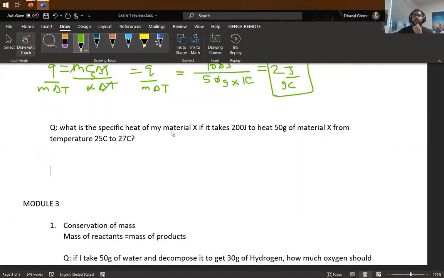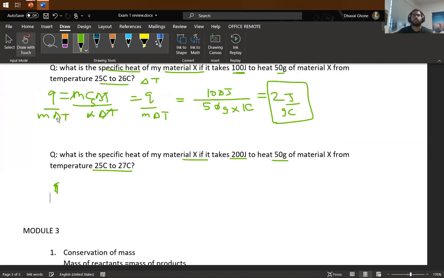Another question is, what is the specific heat of a material X if it takes 200 joules of heat to heat up 50 grams of material from this temperature to this temperature. So go ahead and solve this on your own, and then come back to it when you're done. Okay, I'm going to solve it now. This would use the same equation as this one, where CS equals Q over M delta T. And so my answer would be 200 joules over 50 grams times, in this case I have 27 minus 25, which is 2 Celsius.